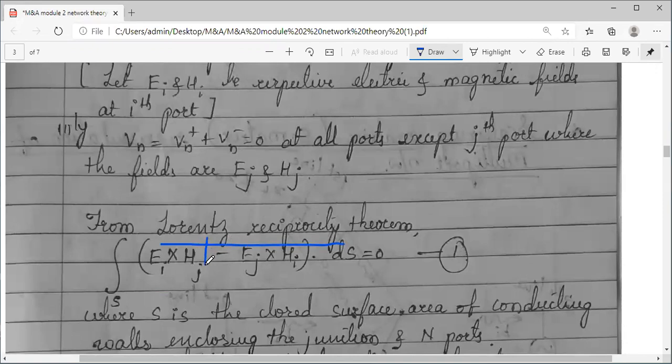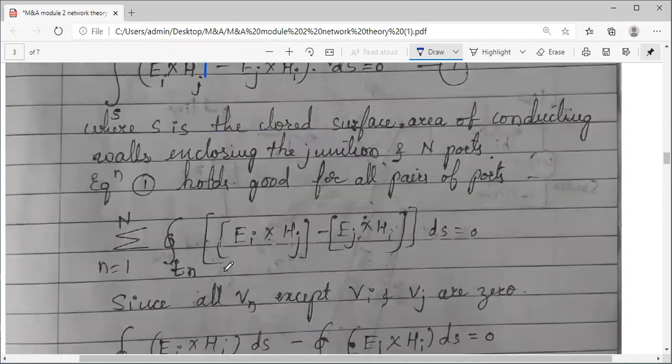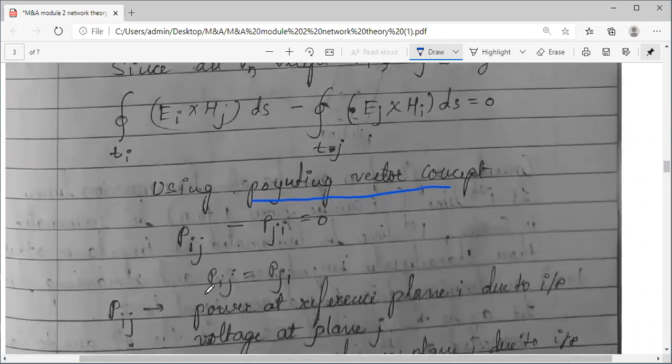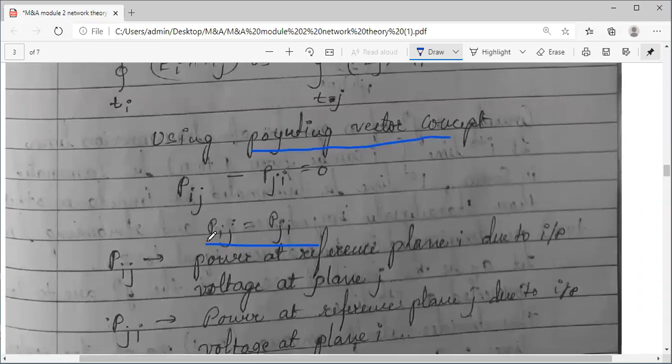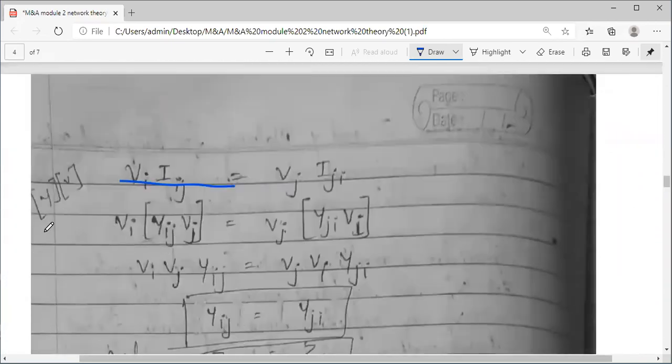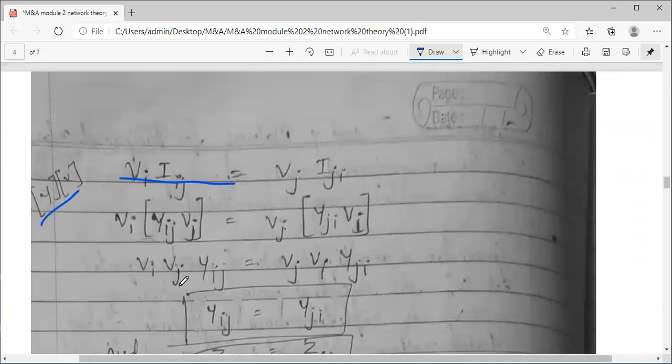We made use of this equation, and we took the Poynting theorem for our consideration. Using these, we took the power values. From the power, we substituted Vi. In this, we have substituted I is equal to V into Y. So in this way, we have equated the admittance matrices as well as the impedance matrices. So they are symmetrical.